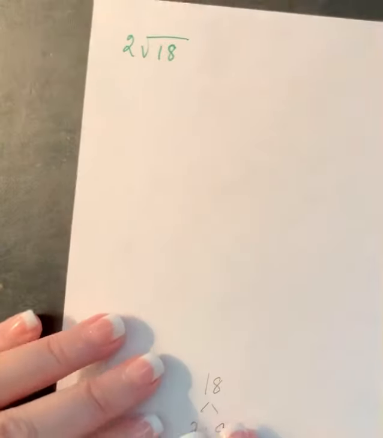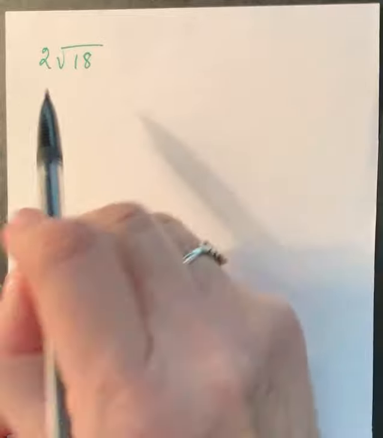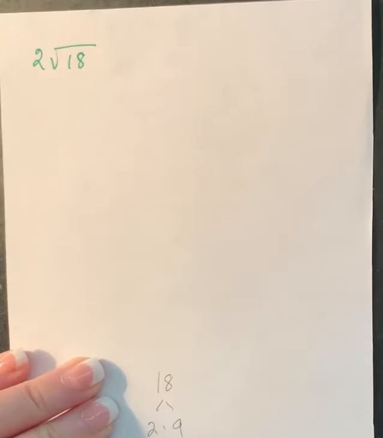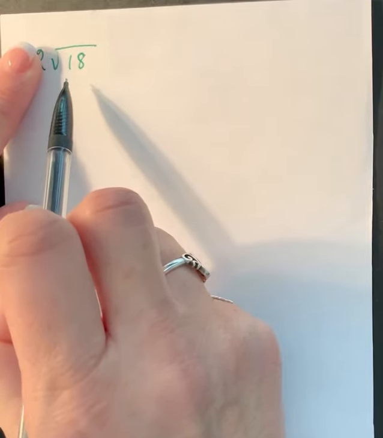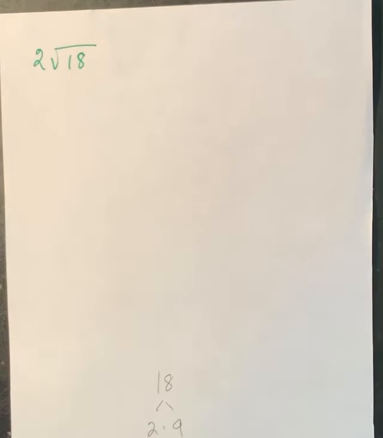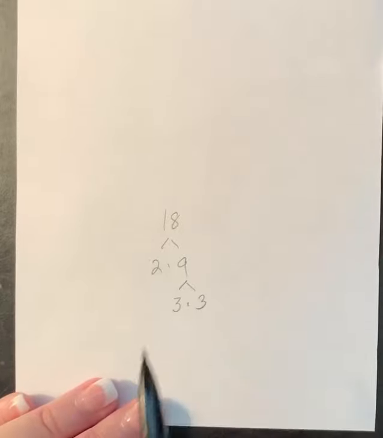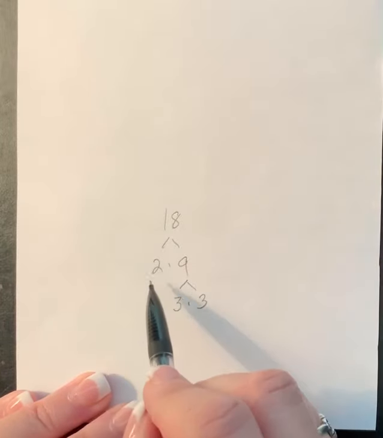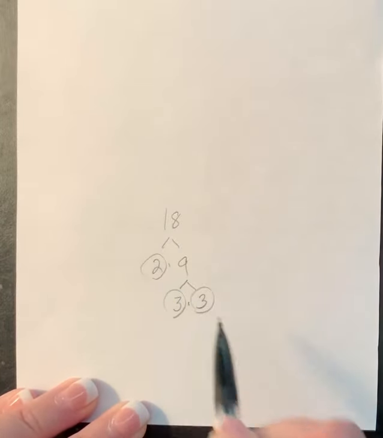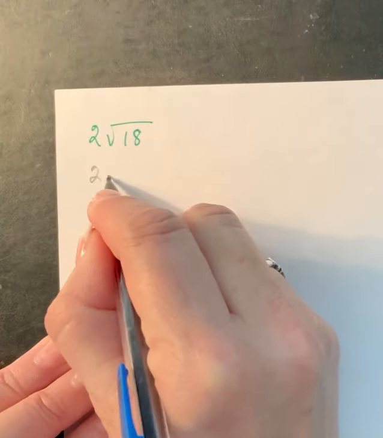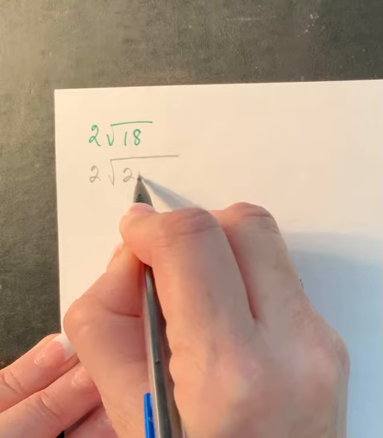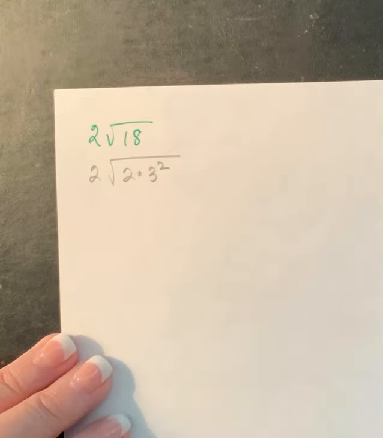Now, sometimes your radical will have a coefficient. This is like 2 times the square root of 18. It just means that you're going to simplify the square root of 18, and whatever you get, multiply it by the number 2. So here's the prime factorization for 18: 2 times 3 times 3. So you can see we have a square. That's good. So this is going to be 2, and then 2 times 3 squared.